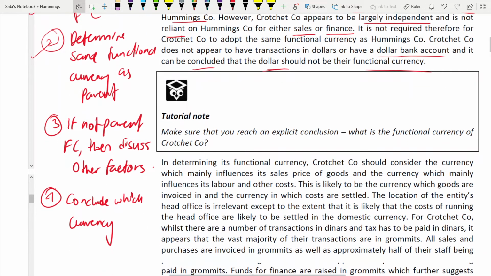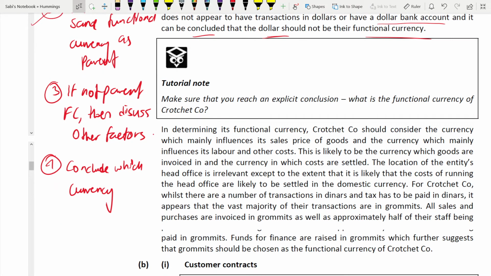So one thing is out. First of all, eliminate whatever things are not there. So dollar is out. It's not dollar. Now there's a confusion between Dinar and Grommet. So start your second paragraph with that. Out of these two, what it should be.